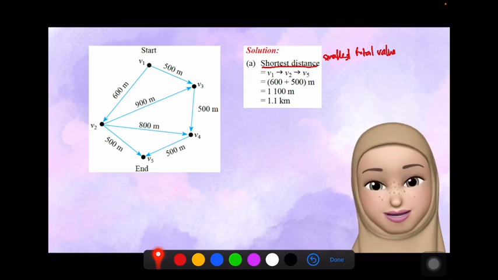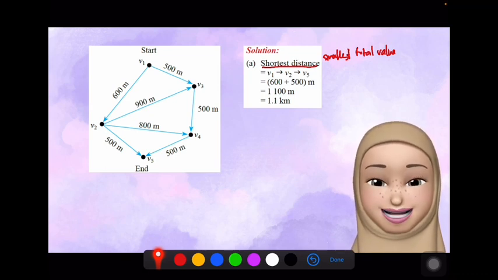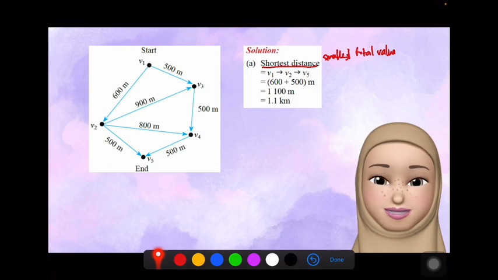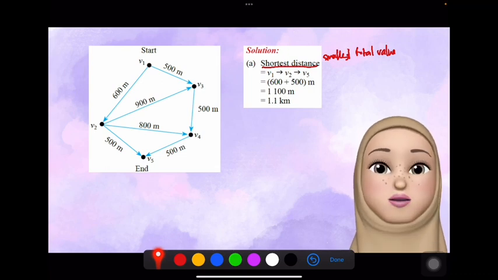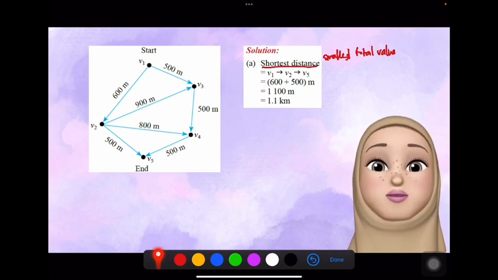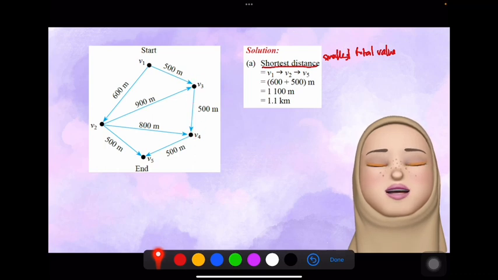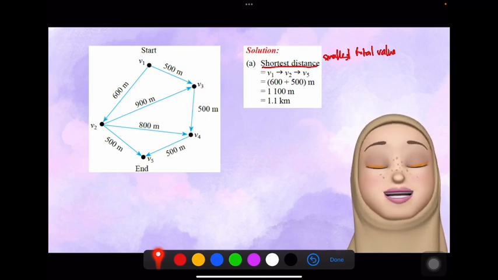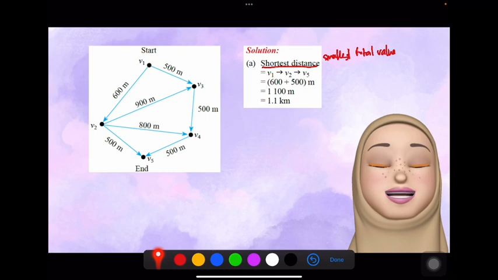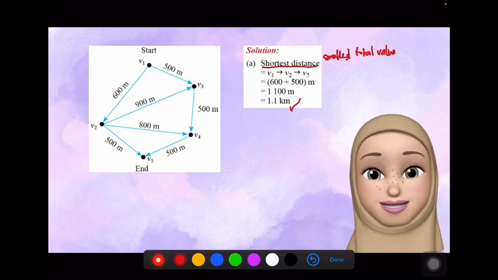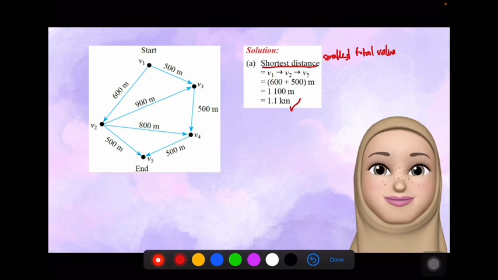If you compare to the other roads, you will get a bigger value. So this is the smallest value, 1.1 kilometer. So this is the answer for the shortest distance.